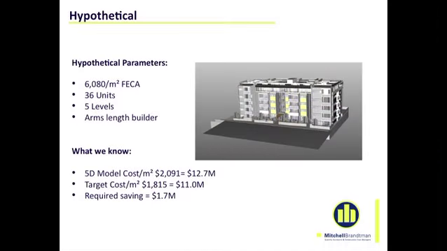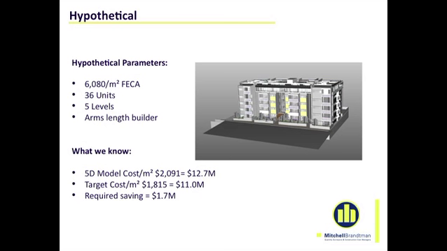So, creating certainty. How do we then bring these things together? How do we apply them on a project? The area is 6,000 odd square metres. There's 36 units on the job and it's over 5 levels. And our intention in this case is to build it through an arm's length builder. So a key thing here is how we shift the risk.